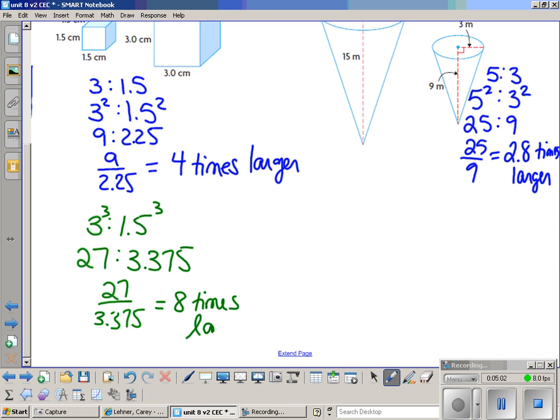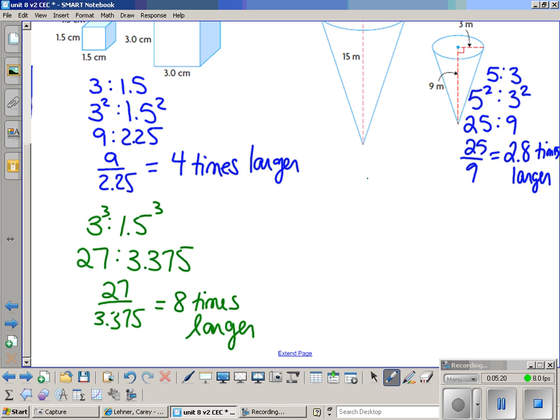So the volume is actually 8 times larger in that larger object. But the surface area was only 4 times larger. All right, so there is a difference. We're just covering the item in surface area, but we're filling it with volume.